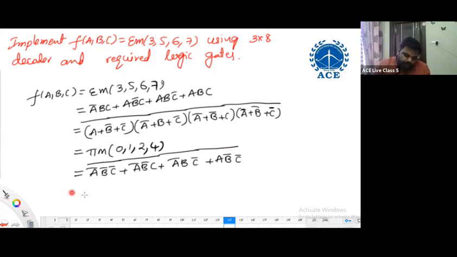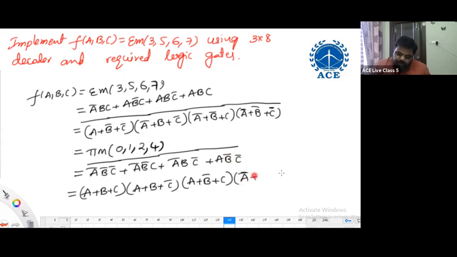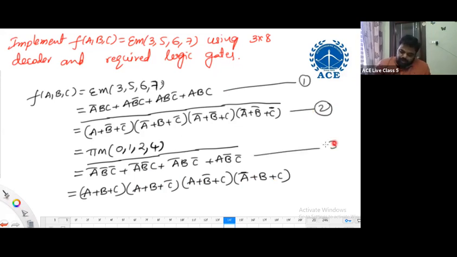Is equal to what we can write? A plus B plus C, because A bar B bar C bar whole bar is A plus B plus C, and with A plus B plus C bar, because A bar B bar C whole bar is A plus B plus C bar, and with A bar B C bar whole bar is A plus B bar plus C, and with A B bar C bar whole bar is A bar plus B plus C. Right? Equation number 1, equation number 2, equation number 3, equation number 4.